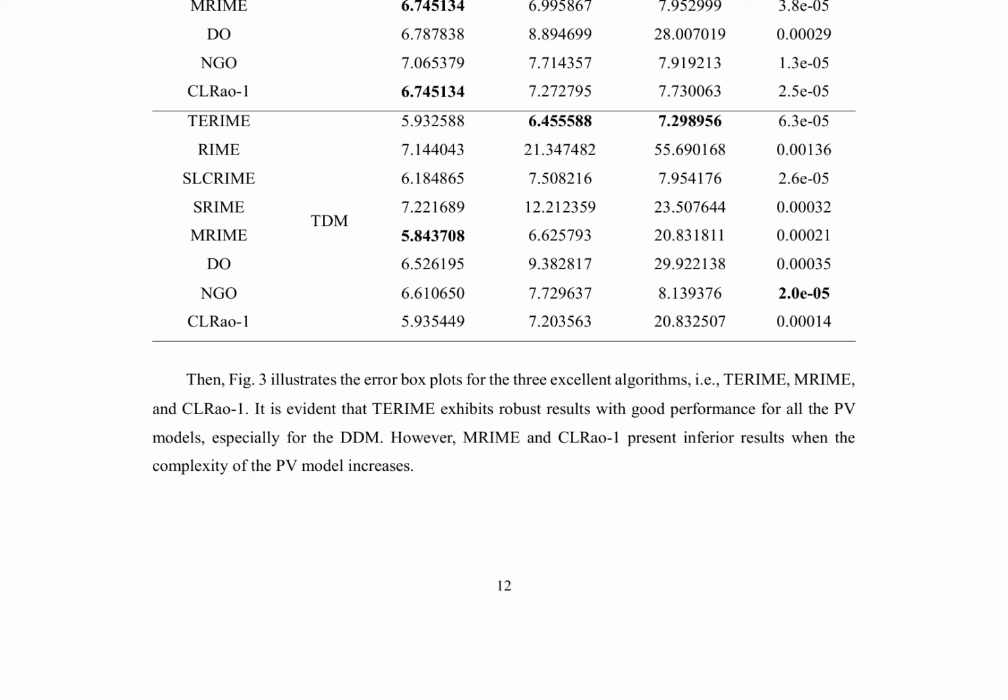Figure 3 illustrates the error box plots for the three excellent algorithms, TERIME, MRIME, and CL-RAO1, demonstrating that TERIME exhibits robust results with good performance for all PV models, particularly for the DDM. In contrast, MRIME and CL-RAO1 present inferior results when the complexity of the PV model increases, highlighting the importance of considering model complexity when selecting a parameter extraction algorithm.